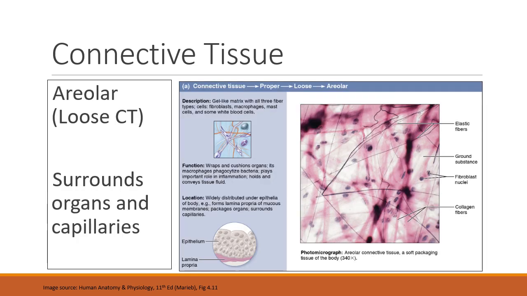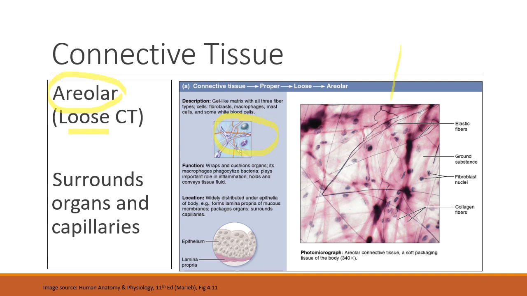So here's your first one. Loose connective tissue. It's called areolar tissue. This areolar tissue is, like I said, loose, so it's that example we were showing with the collagen fibers, elastic fibers, and other cells.